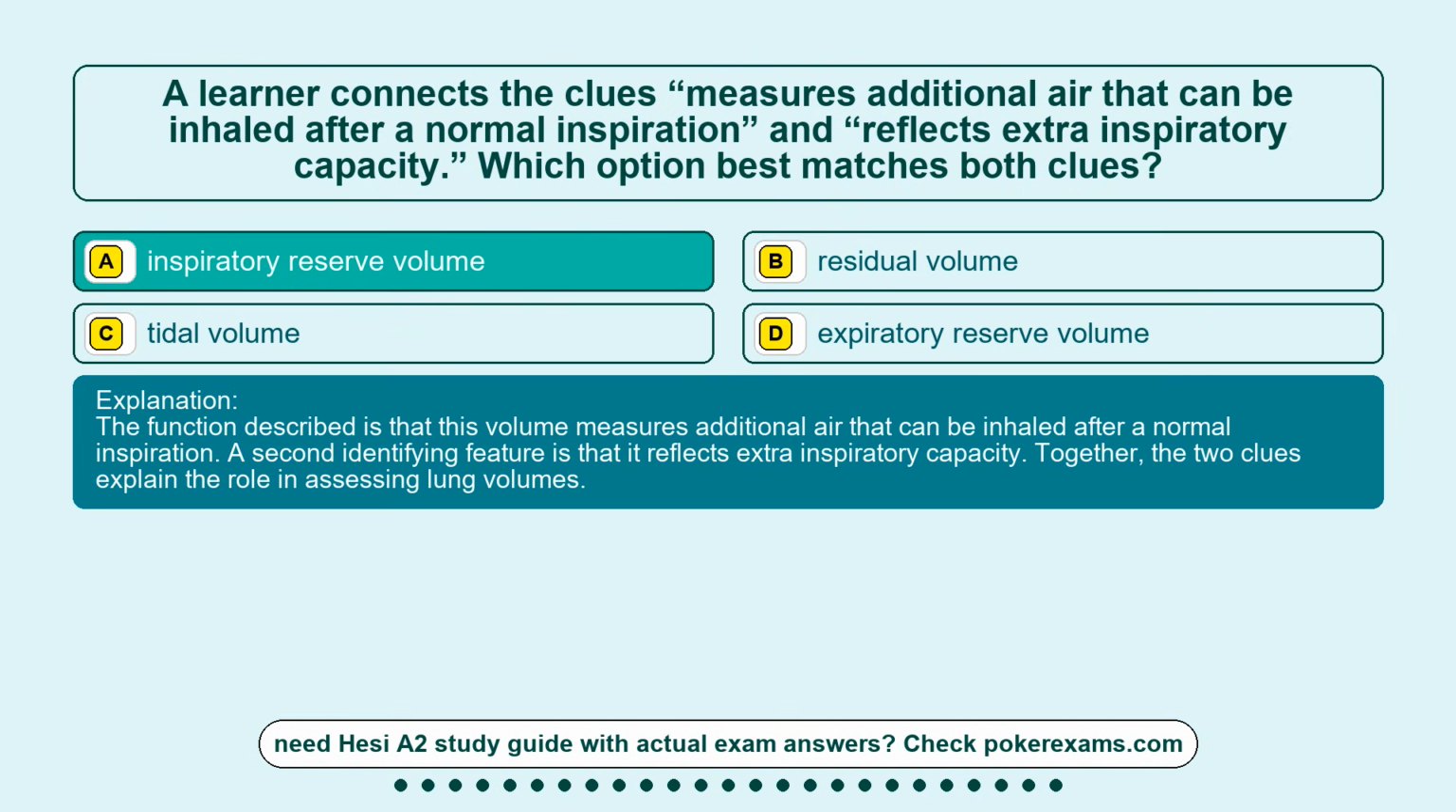The function described is that this volume measures additional air that can be inhaled after a normal inspiration. A second identifying feature is that it reflects extra inspiratory capacity. Together, the two clues explain the role in assessing lung volumes.